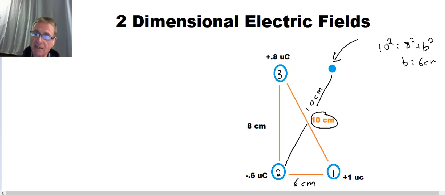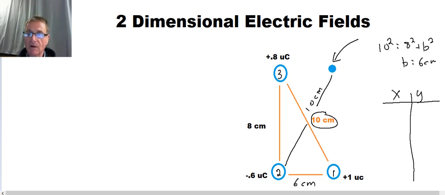Over on the right hand side, I'm going to build a table because I like tables. Ultimately, we need to know what all the components are from the different charges. Each time I get one of the components from one of the charges, I'm going to put it in my table so that when I'm done, I can simply add them up. So let's see what I've got.